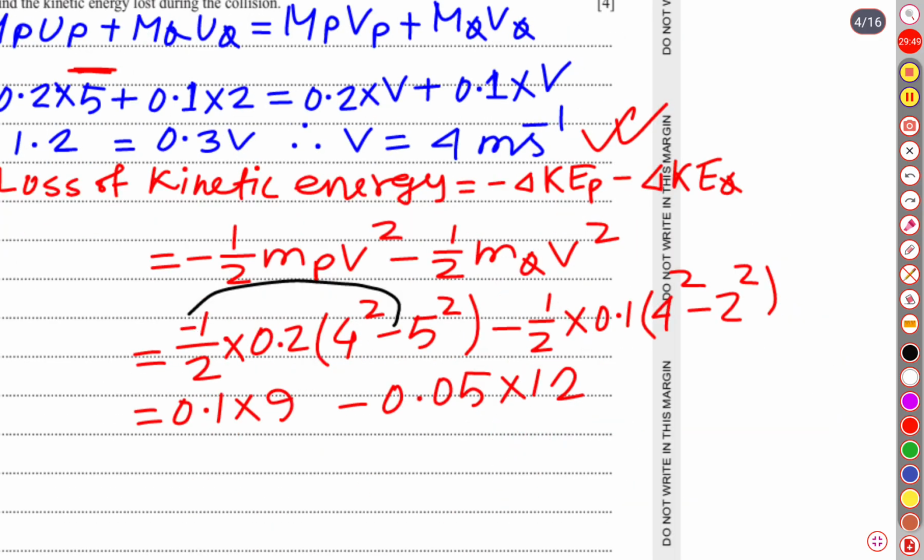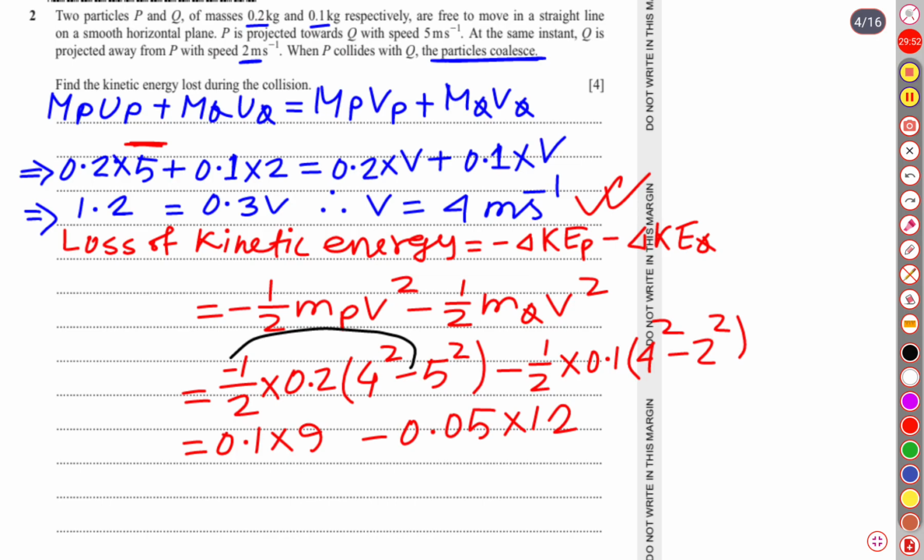So if we simplify more, we will get 0.9 minus, if we use our calculator directly it will show. Let me use our calculator. If we use our calculator it will show that 0.9 minus 0.6, so it is actually 0.3 joule is the loss of energy we have found. They have told us to find the loss of energy, which is 0.3 kilojoule. So that is all about the solution to the second question of the same topic. Let's see one more question.